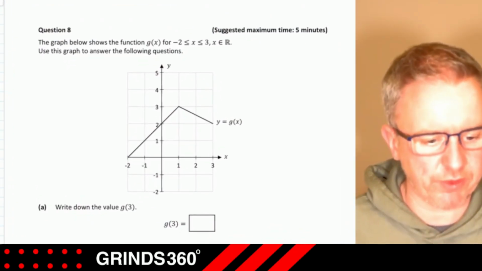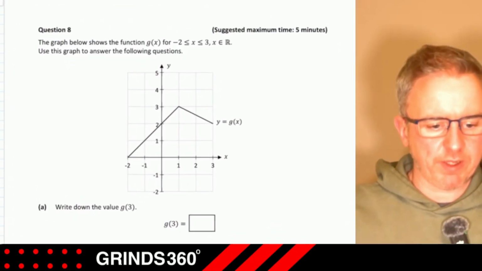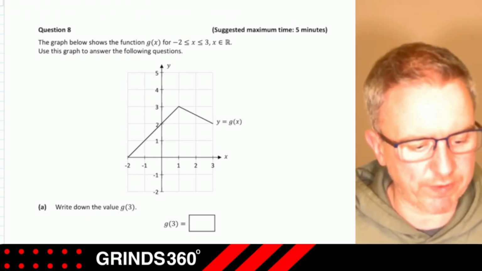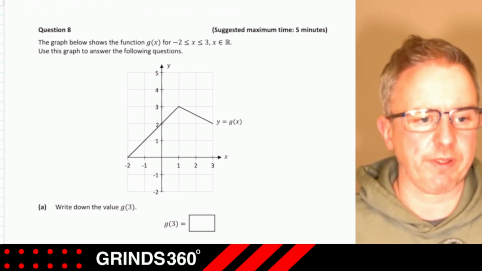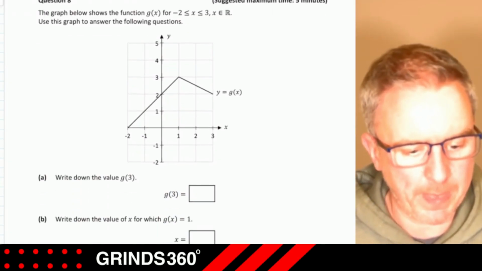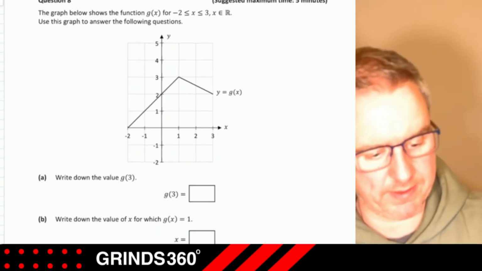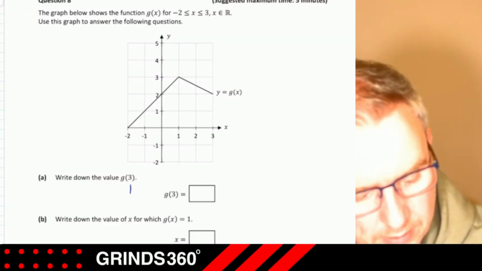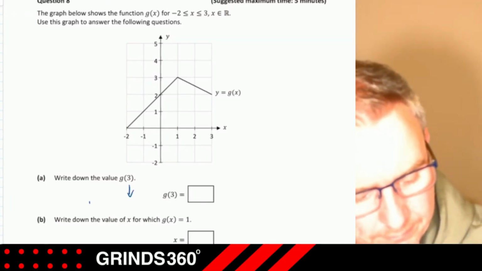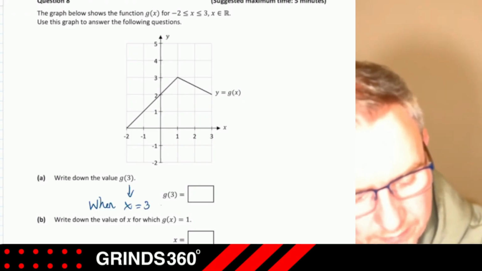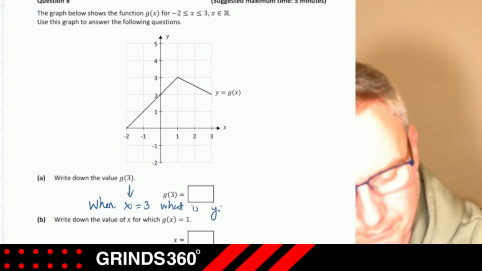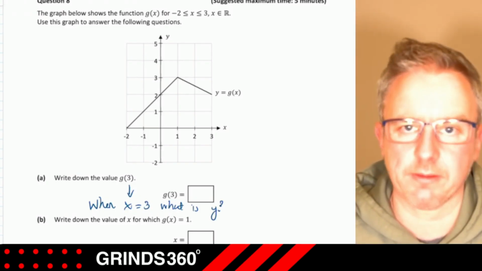So the graph of the function g of x for -2 is less than or equal to x is less than or equal to 3, and x is an element of R, and we have to write down the value of g of 3. Okay? So all this means is, when x is equal to 3, what is the y value? That's what they're saying, okay?